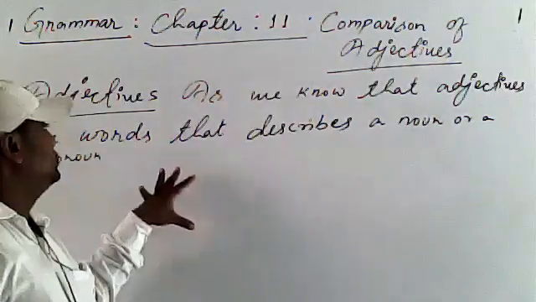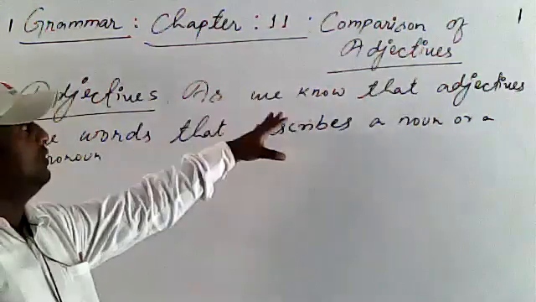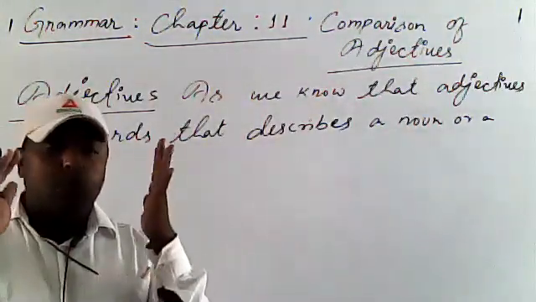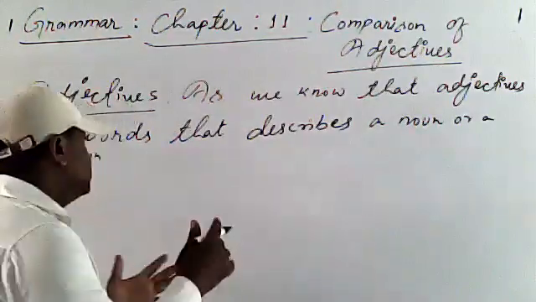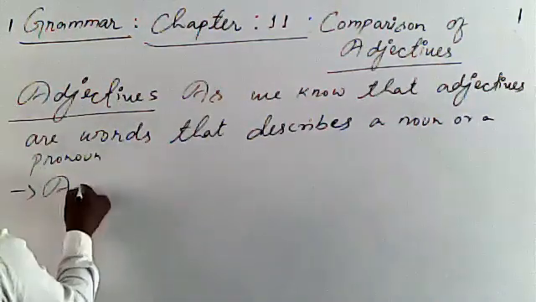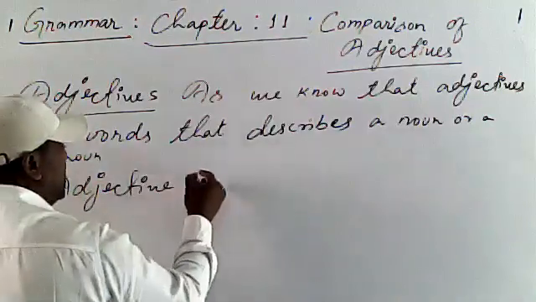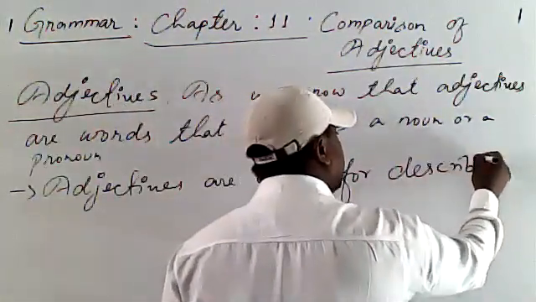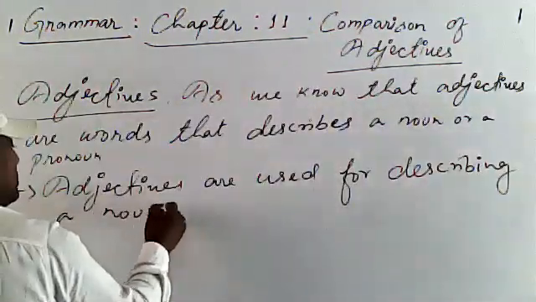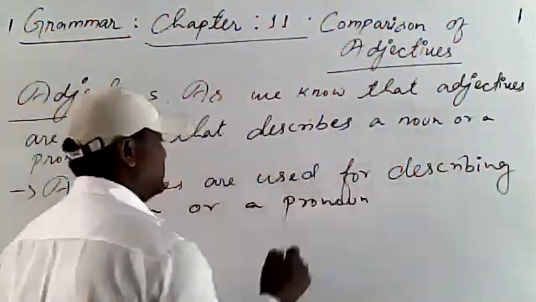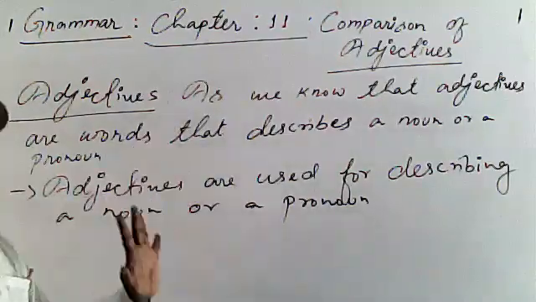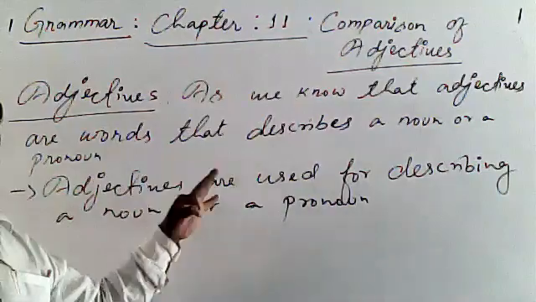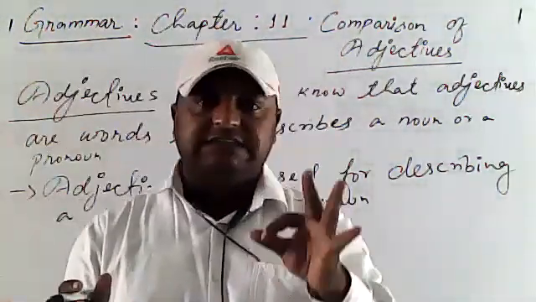Okay, means what I want to say is that humne padha hai ki what is adjective. As we know, adjectives are words that describe a noun or a pronoun. Adjectives are used for describing a noun or a pronoun. Students, now look at what I have written. Same thing, same meaning. There is no difference. Just the sentences are different, but the meaning is same. An adjective is a word that qualifies a noun or a pronoun.